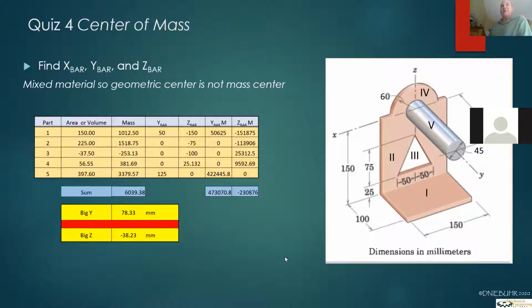But again, this problem will come back on the final. Typically on the final, we have a combined problem where we have the moment of inertia and the center of mass in one particular problem together, which I'll show you. Anyway, so that's that. Any questions on it?